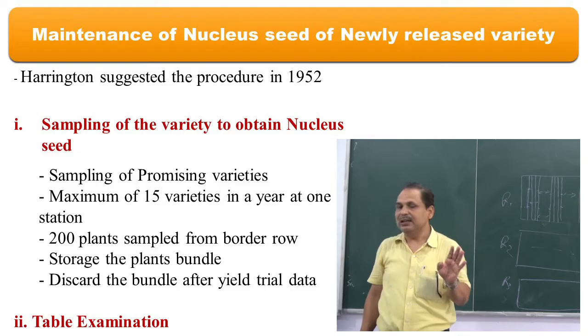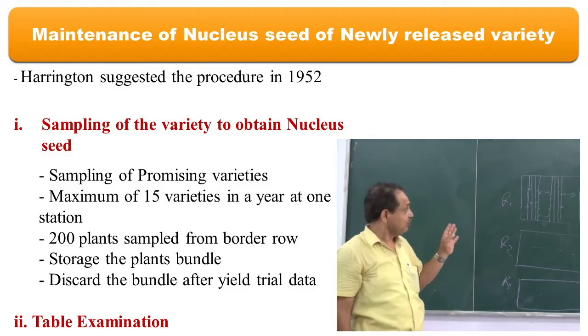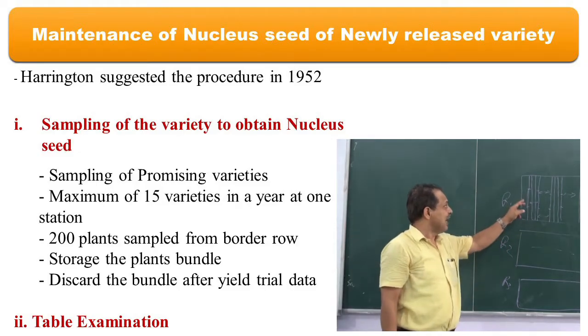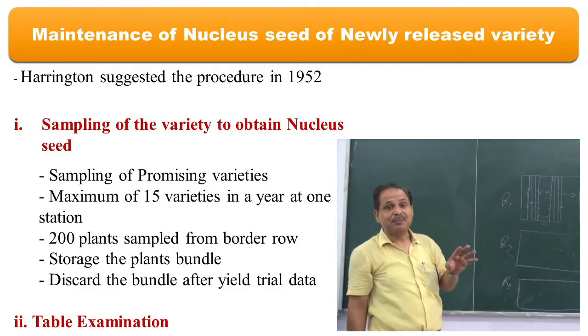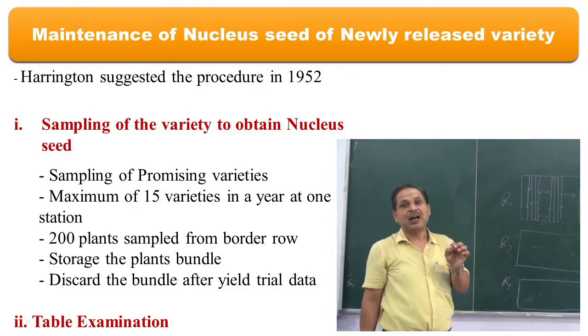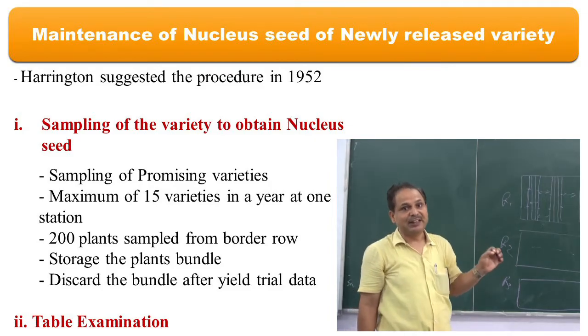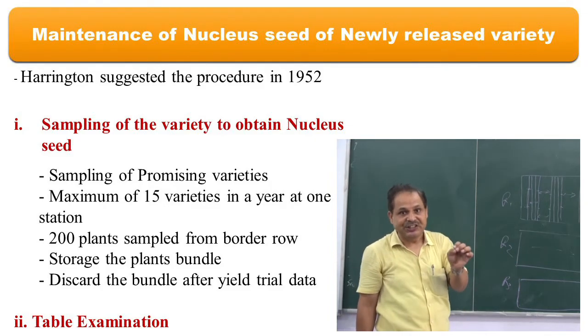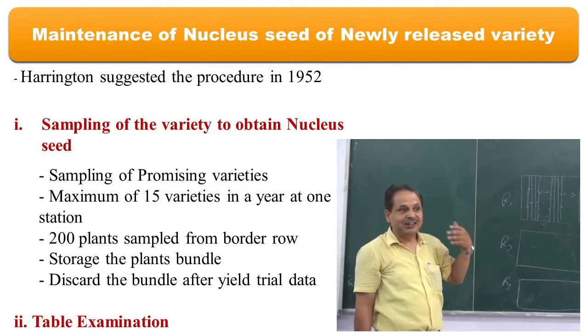So it will continue. Then second, we take a sample of a minimum of 200 plants, and those plants which have fewer tillers or are diseased must be discarded.